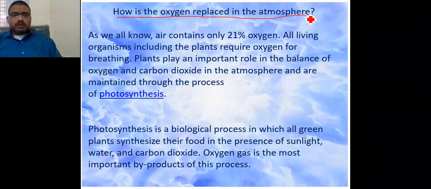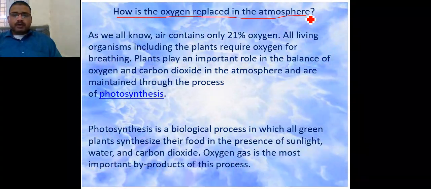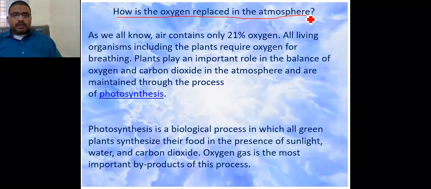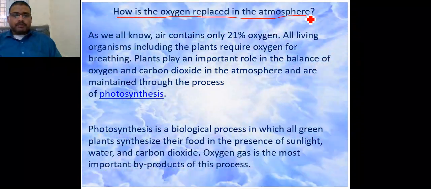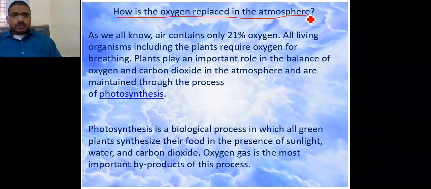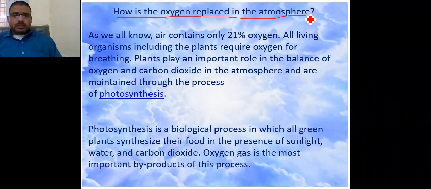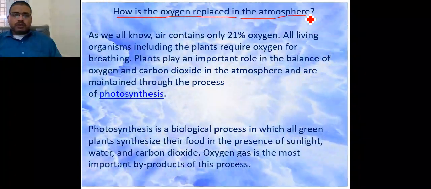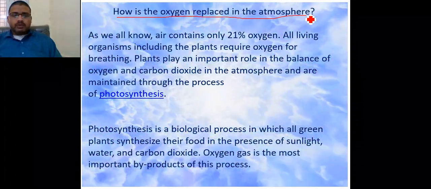and absorbed by human beings as well as other living organisms, and the carbon dioxide which is released by animals and human beings is absorbed by the plants, and by this the oxygen is replaced in the atmosphere. This process is basically the photosynthesis process, and who is involved in this? The plants and other living organisms are involved in this process.